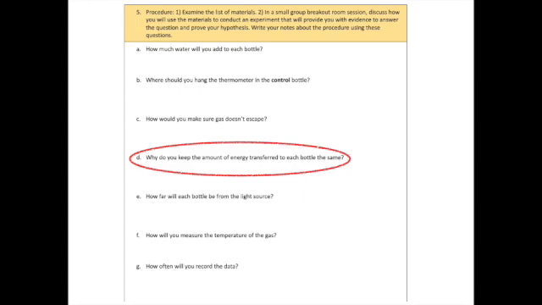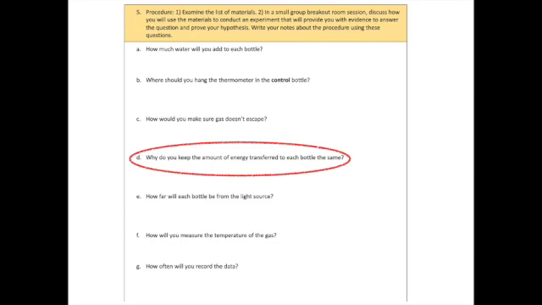The amount of energy transferred to each bottle must be the same in order for the experiment to be valid, for it to be a fair test. If the bottles absorb different amounts of energy, then it will be impossible to conclude that a resulting temperature difference is solely due to an increase in the amount of carbon dioxide in the bottle.